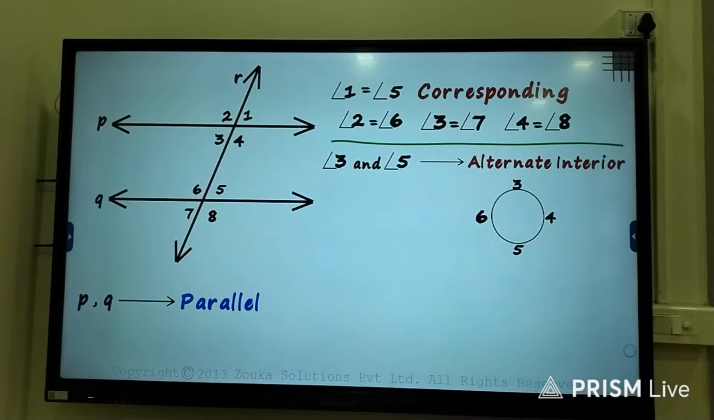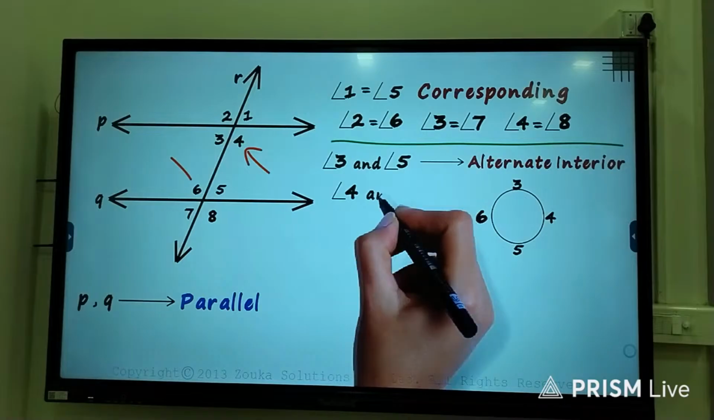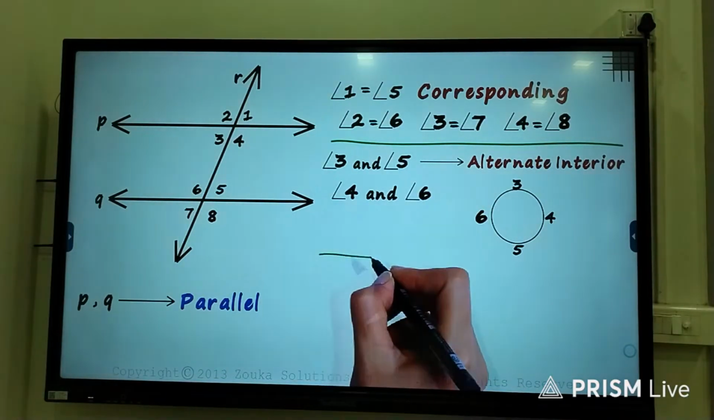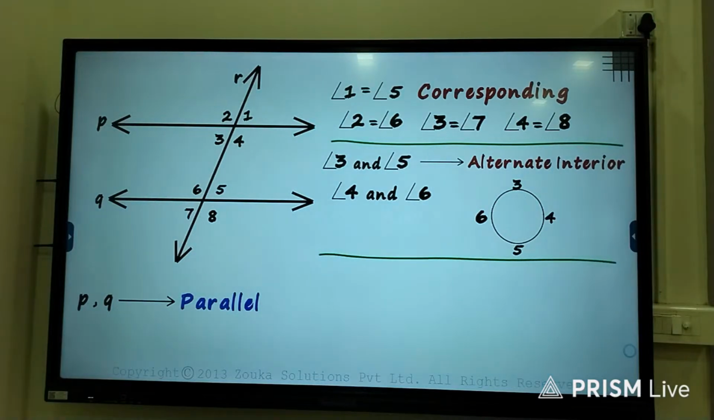That's because after 3, you skip one position and take the next. Similarly, 6 will be alternate to 4. In this diagram as well, to find alternate to 3, we skip one position and take the next, which is 5. And similarly, angle 4 and angle 6 are also called alternate interior angles. This was the first type of interior angles.